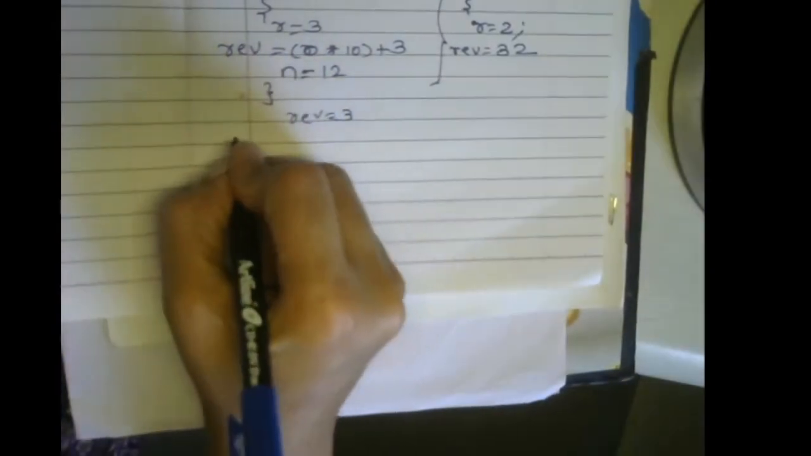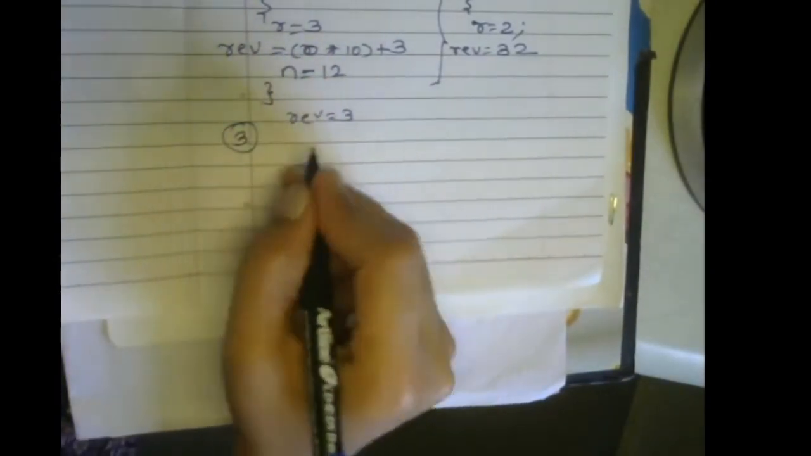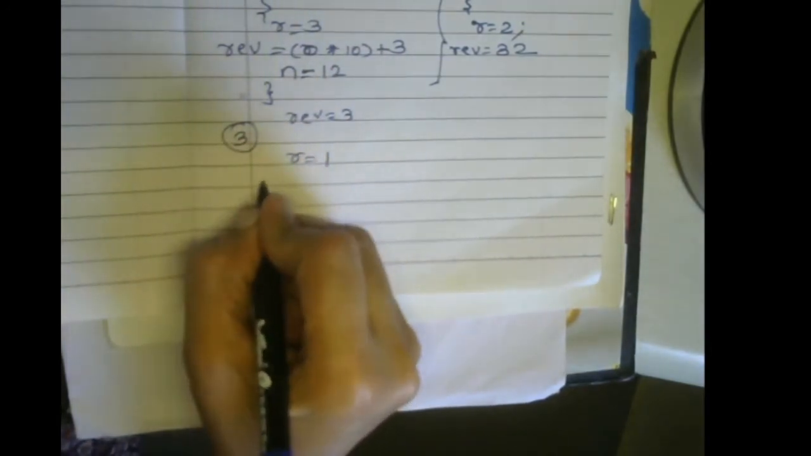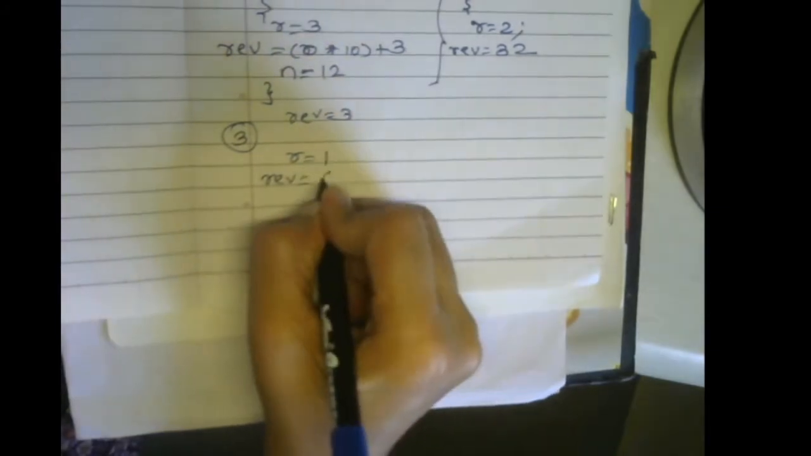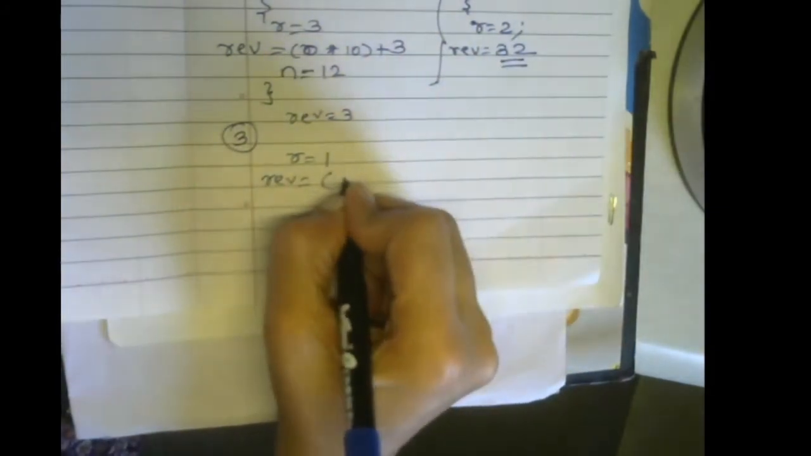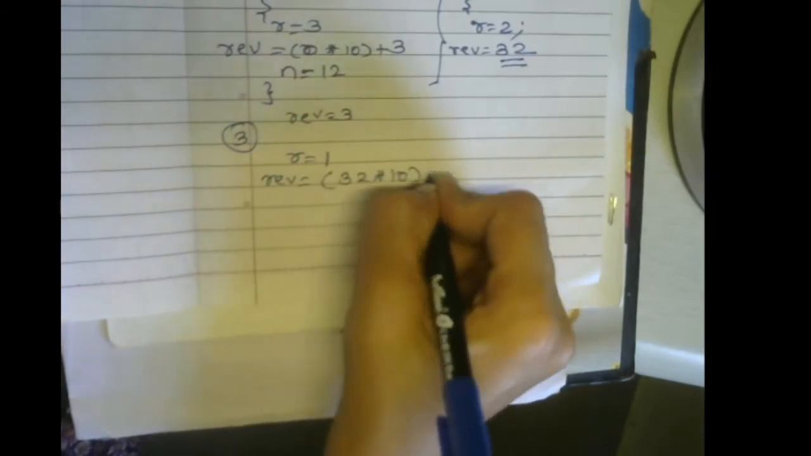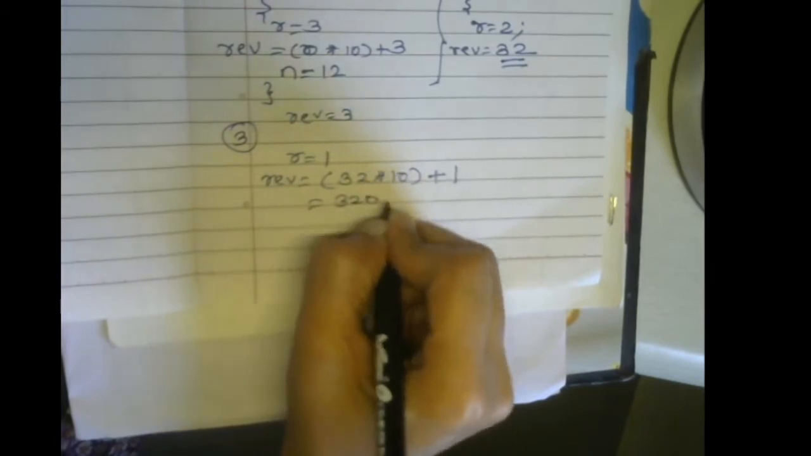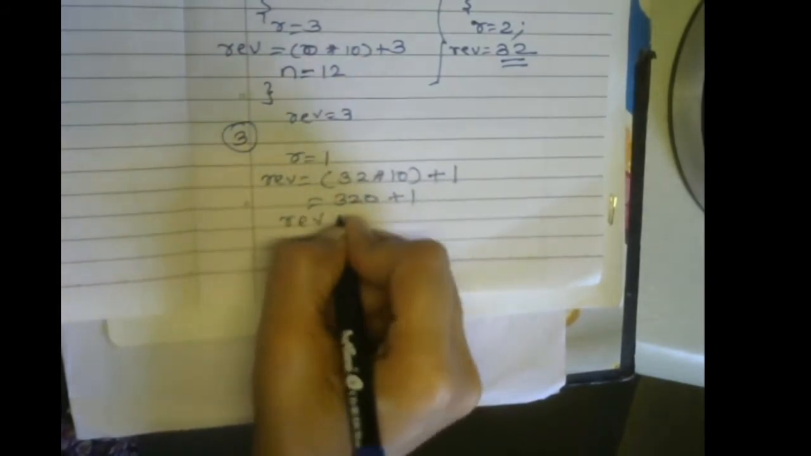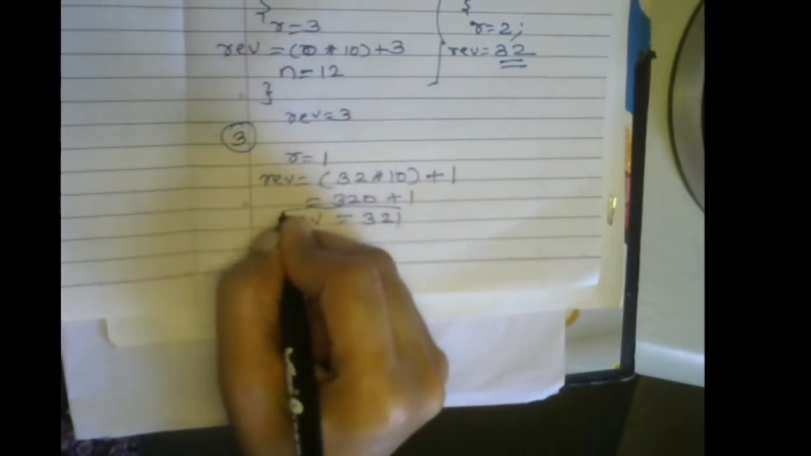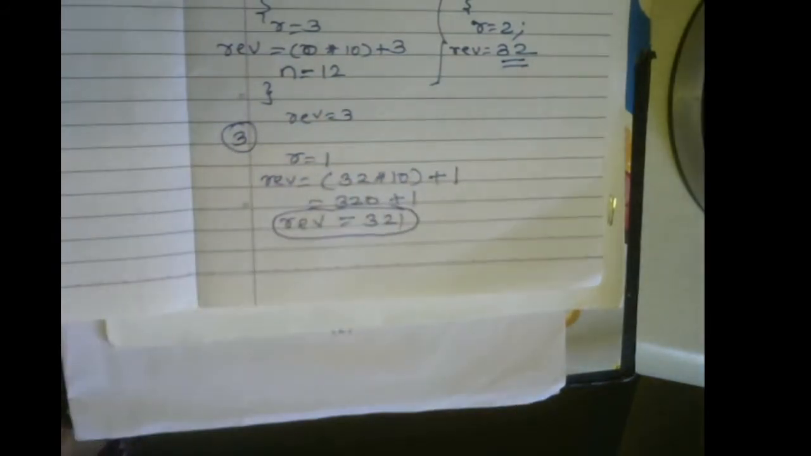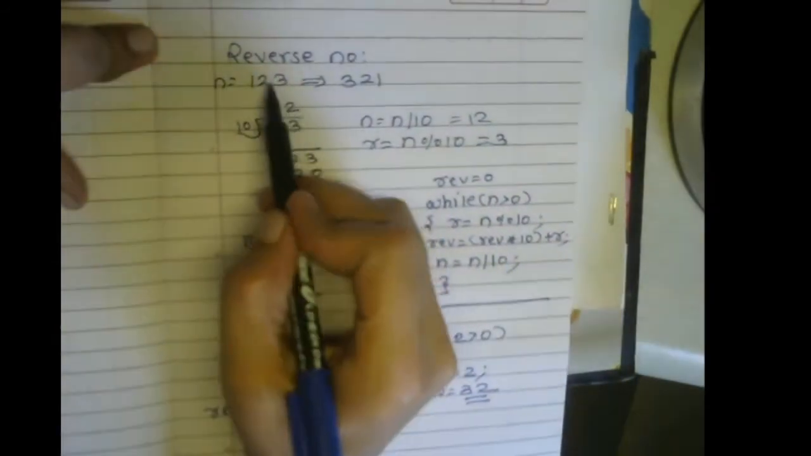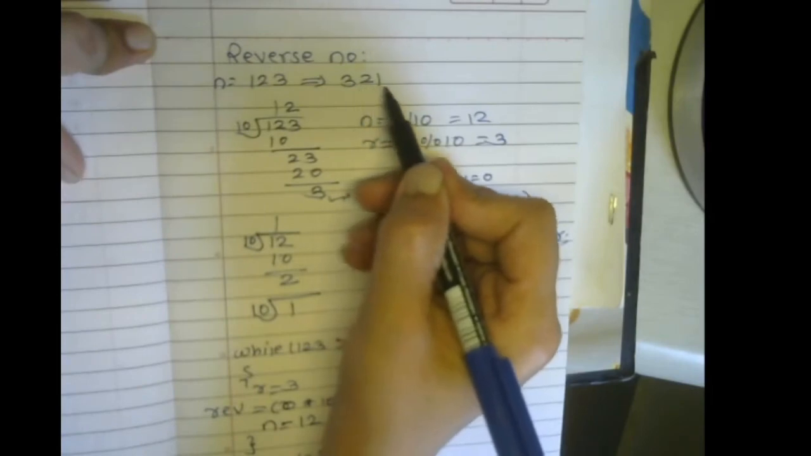Now the third iteration. Here n is greater than 0, yes, 1 is greater than 0, so r equals 1, and then again reverse equals reverse into 10. Our reverse value is 32, so 32 into 10 plus r, which is now 1, so 320 plus 1, and now reverse equals 321. This is our expected output. Here is our number 123, and we get the reverse number 321.